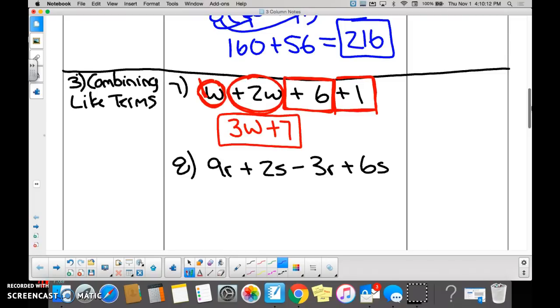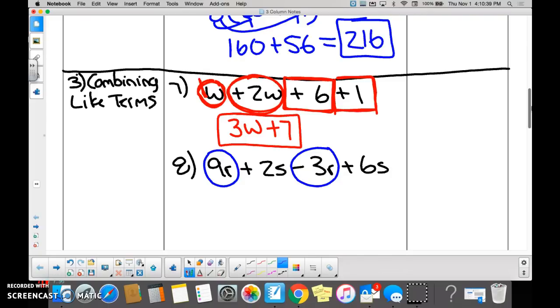So number 8, same thing. I want to code this. I'm going to start with my first term always. I'm going to put a blue circle around it. My next term is positive 2s. I know that 9r and 2s can't be combined because they're not even the same variables. I look at my next term and it's negative 3r. I know that a 9r and a negative 3r can be combined because it is a variable raised to the same power. So I'm going to circle that with a blue as well, so I know that my blue circles can be combined together.